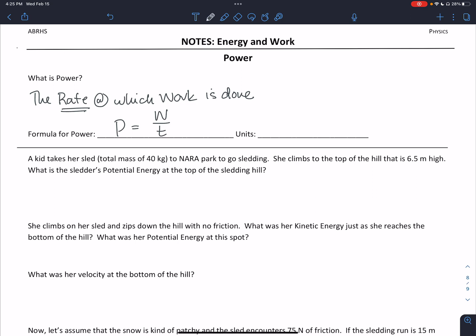So work divided by time. Now don't get this P confused with pressure. That's what we used it for back in chemistry. But in physics, P stands for power. Well, I guess it technically also stood for momentum in our last unit. But in this unit, it's power.